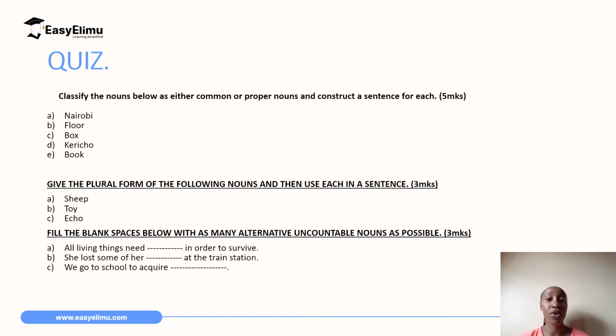So there's a quiz there for further practice. Please have a look at it. I will do one question, then you can do the rest. Give the plural form of the following nouns and then use each in a sentence. So a word like toy. The plural of toy is toys. In toy, the letter Y is preceded by O, which is a vowel. So when you're doing the plural, you just add an S to form toys. And you can say, my nephew has many toys.